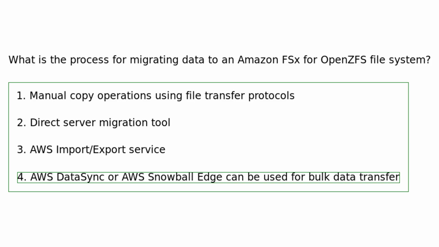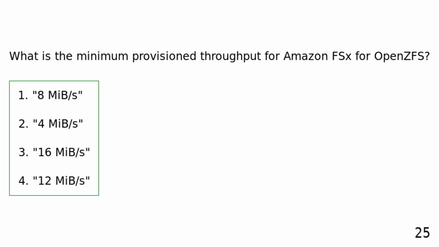What is the minimum provision throughput for Amazon FSx for OpenZFS? 8 MB/s. 4 MB/s. 16 MB/s. 12 MB/s. The minimum provision throughput for Amazon FSx for OpenZFS is 8 MB/s.